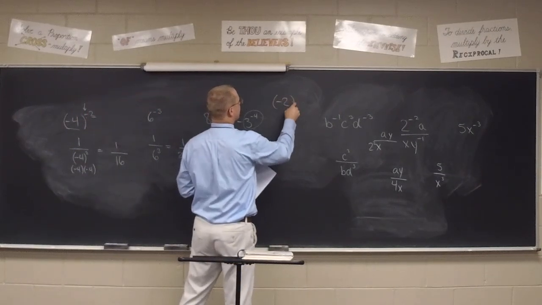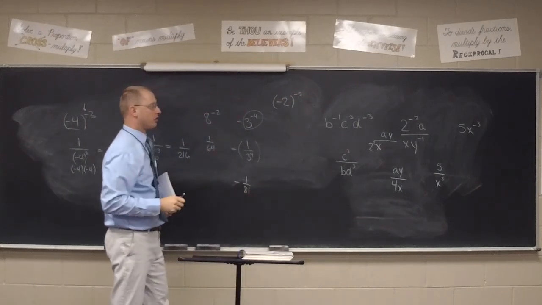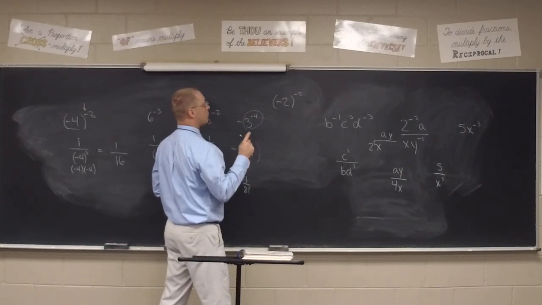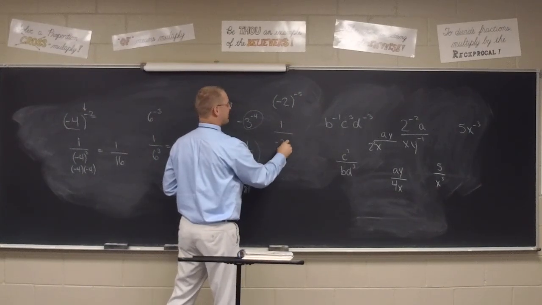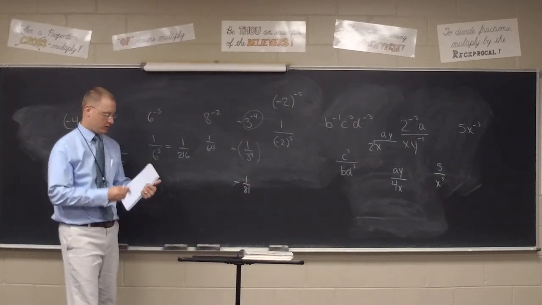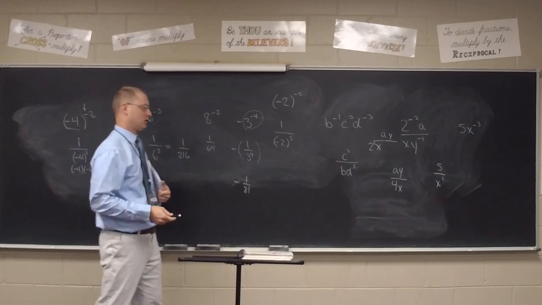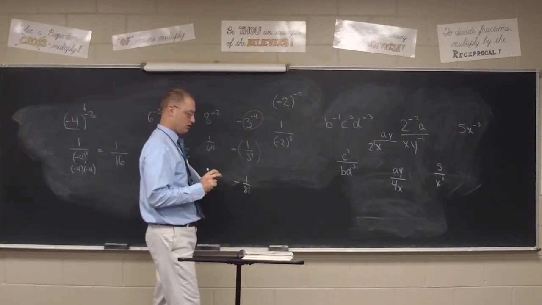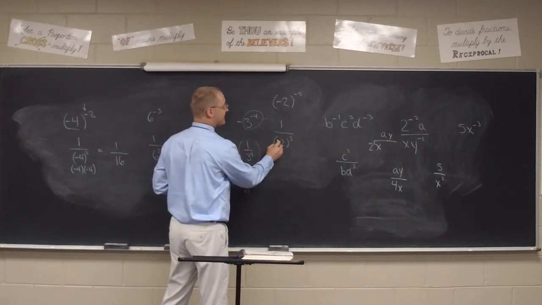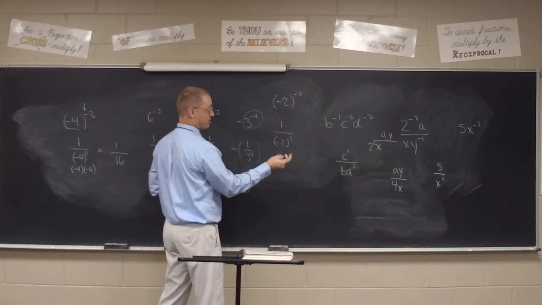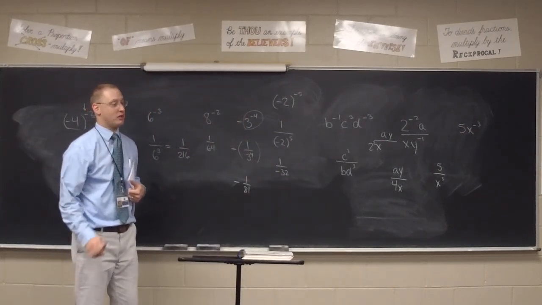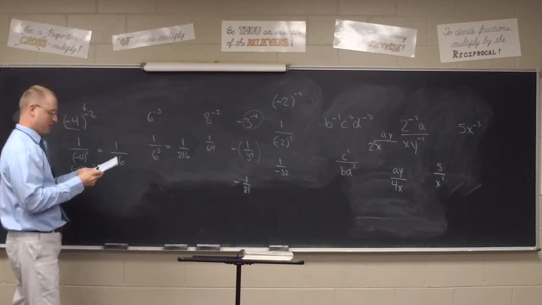Write this one down. Negative 2 to the negative fifth. What does this literally mean? Reciprocal of negative 2 to the fifth. And what is negative 2 to the fifth? Negative 32. It's negative times negative times negative, five negatives, so 1 over negative 32. That was my fault. I was doing 5 twos backwards.